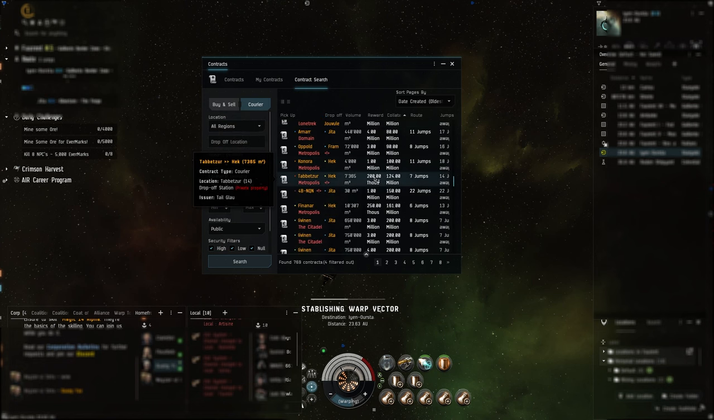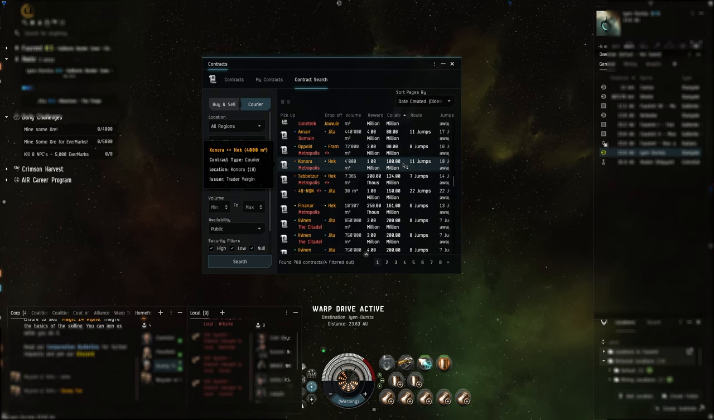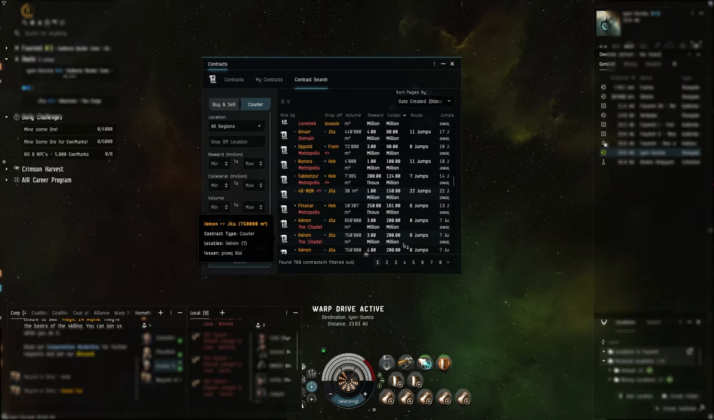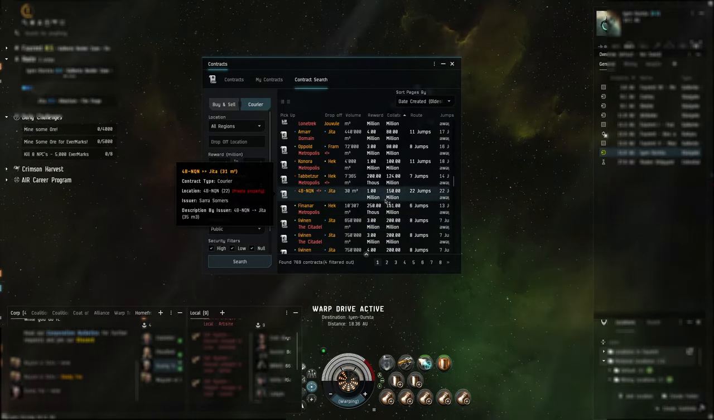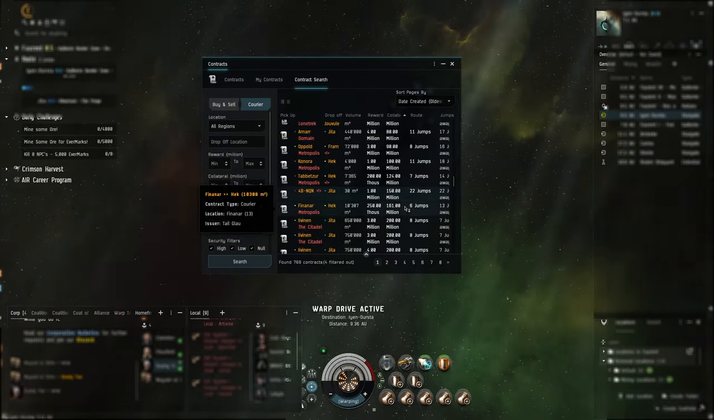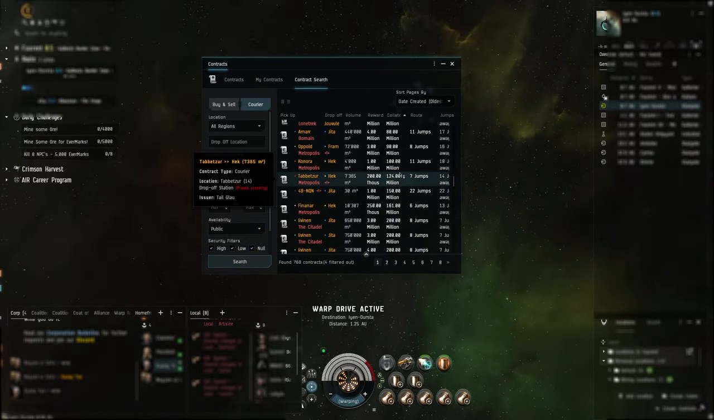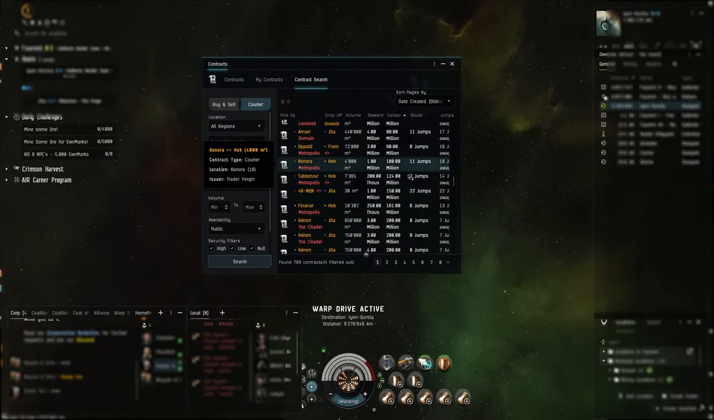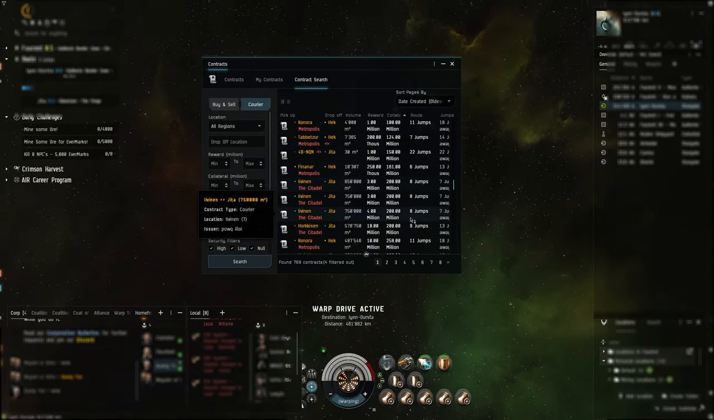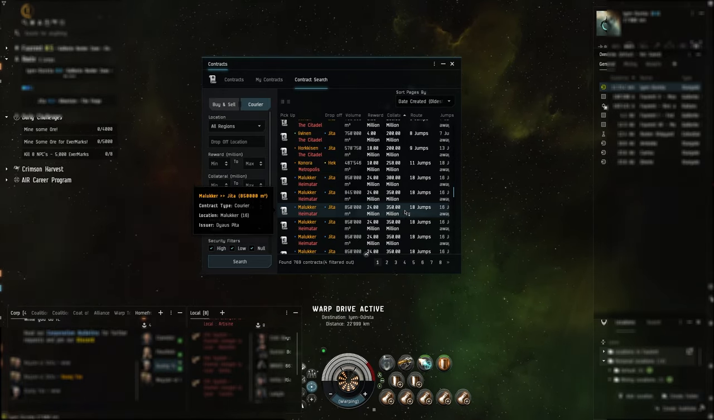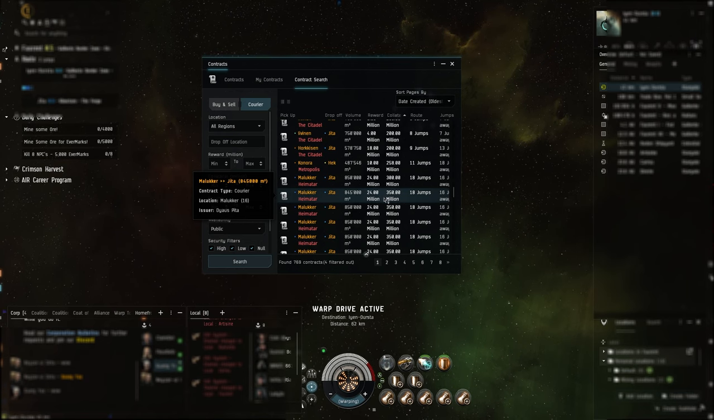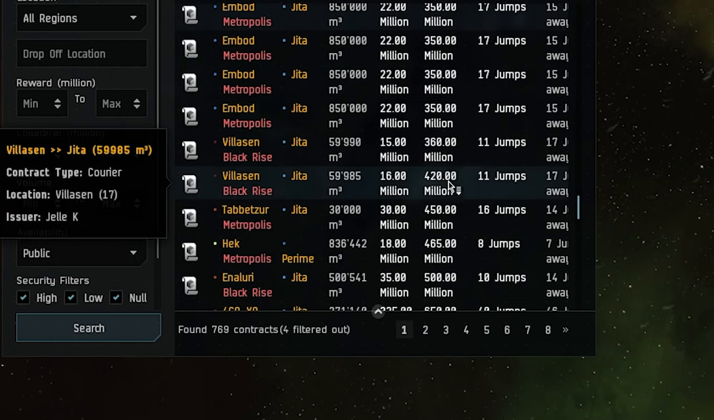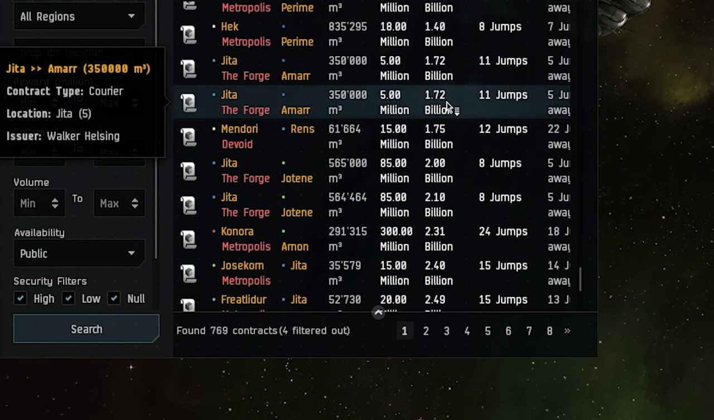Why is it that for a 1 million reward, I have to do 100 million collateral? CCP, man, come on, just make a rule. You can't increase over 20% of your base value or something. You know what I mean? If it's 25 million, 24 million, then the collateral should be max 50 million. What the fuck is 350? What is this? And look at this: 5 million, 1 billion collateral.